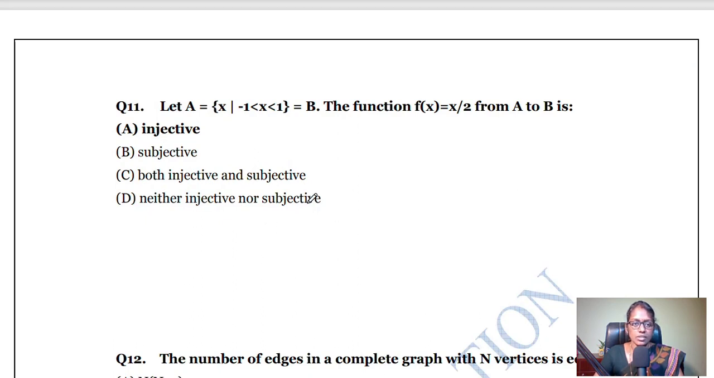The next question is, let A be x such that minus 1 < x < 1. So the x value is in between minus 1 and 1. So it may be any real value. Okay. So the function f(x) equal to x divided by 2 from A to B is always both injective and surjective. 1 to 1 is called as injective. Okay. And 1 to many is surjective.